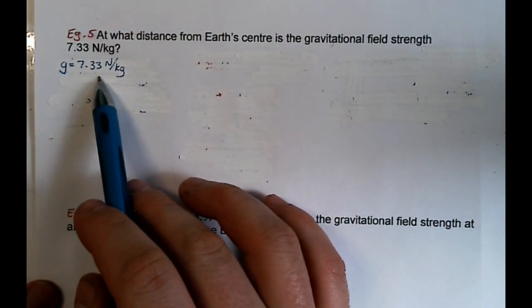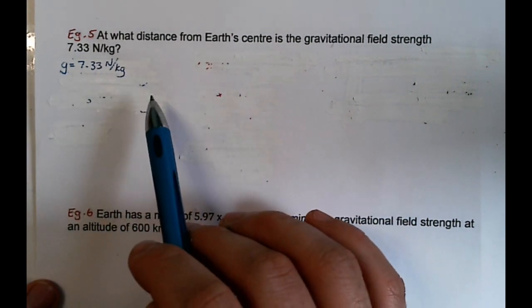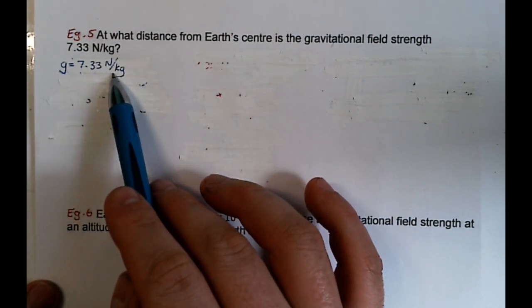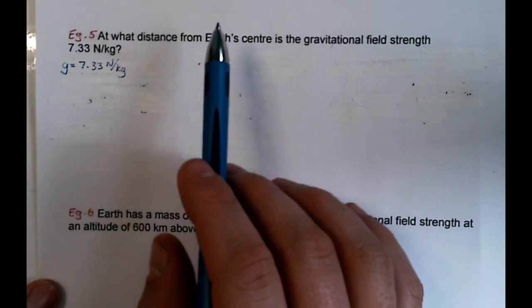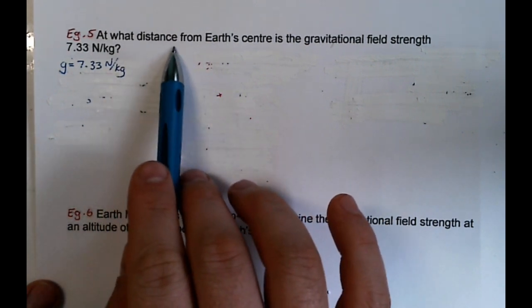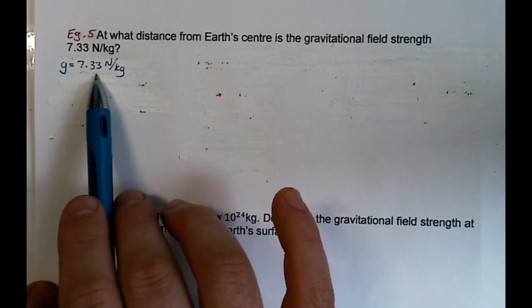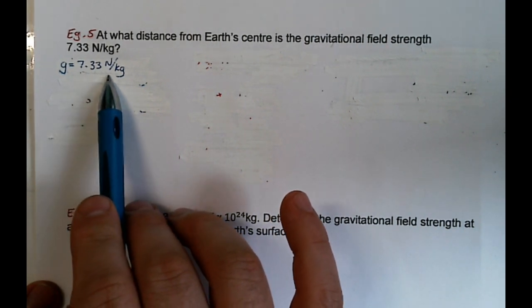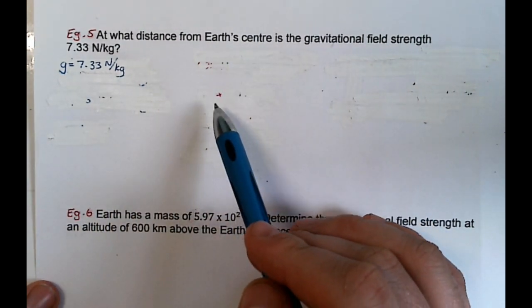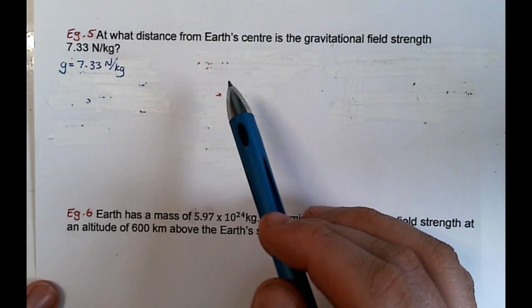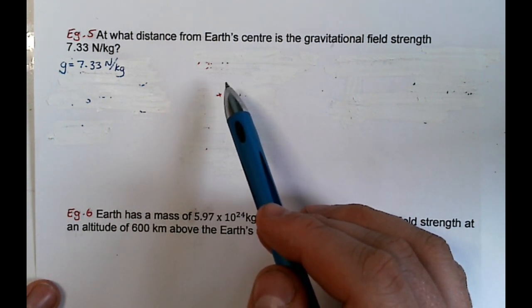Now before this gets too confusing, on the Earth's surface, yes, the gravitational field strength is 9.81 newtons per kilogram. But nowhere in this question does it say we're on the Earth's surface. We're actually trying to figure out how far away from the Earth's center we are. Because the field strength is weaker than 9.81, we are going to be further away from the Earth's center. Remember, the further away you get from the center of a mass, the weaker your gravitational field strength is going to be.